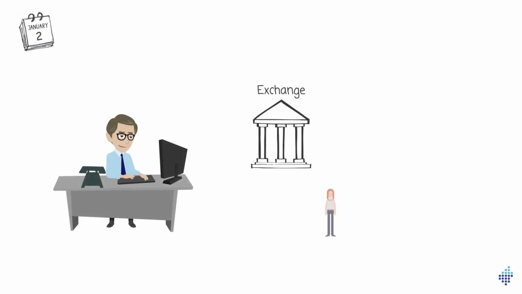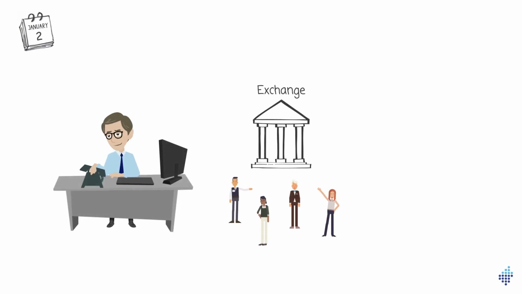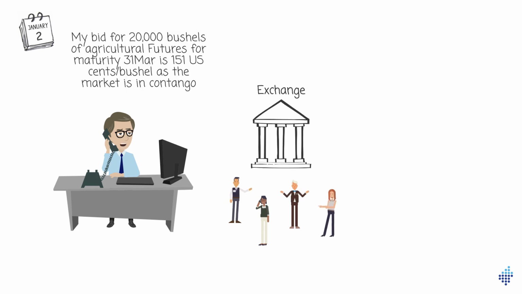To mitigate her exposure, the trader decides to sell agricultural futures. She calls her broker, who gives her a price of 151 US cents per bushel for the March maturity. The market is in contango.